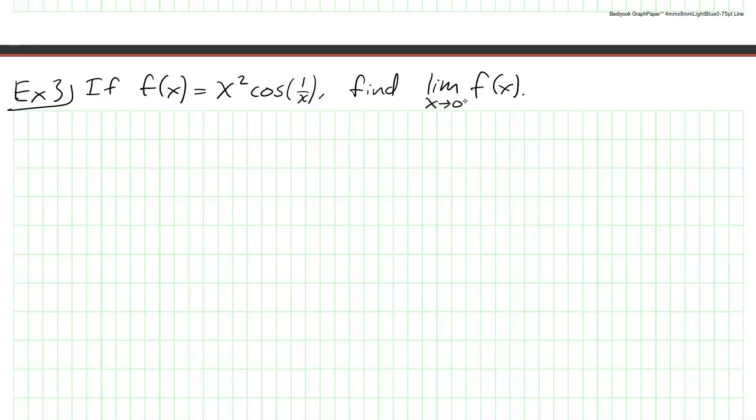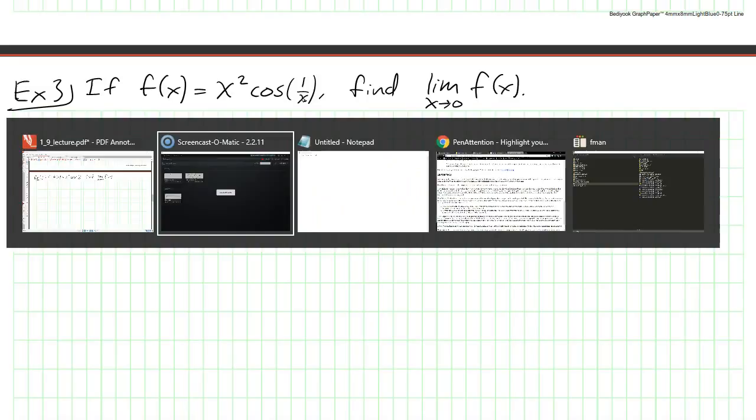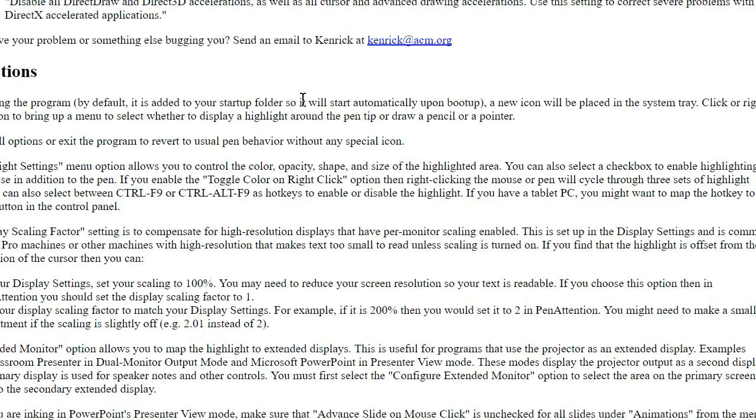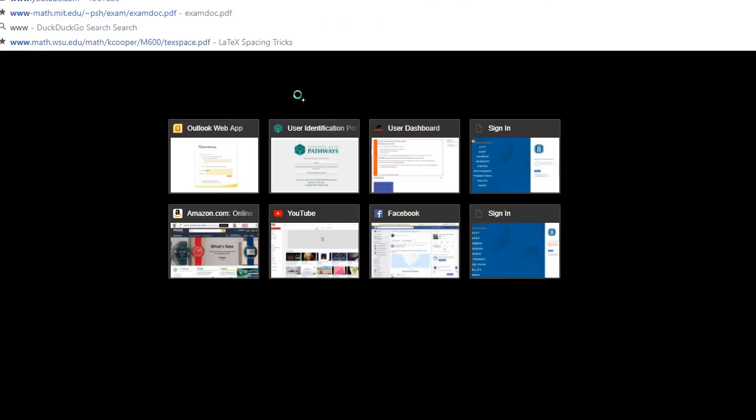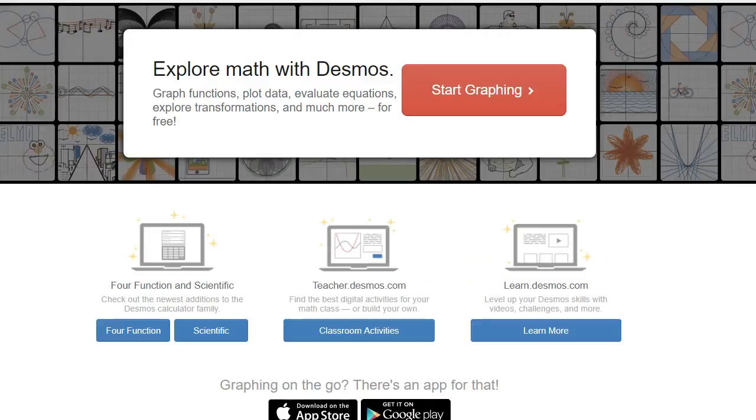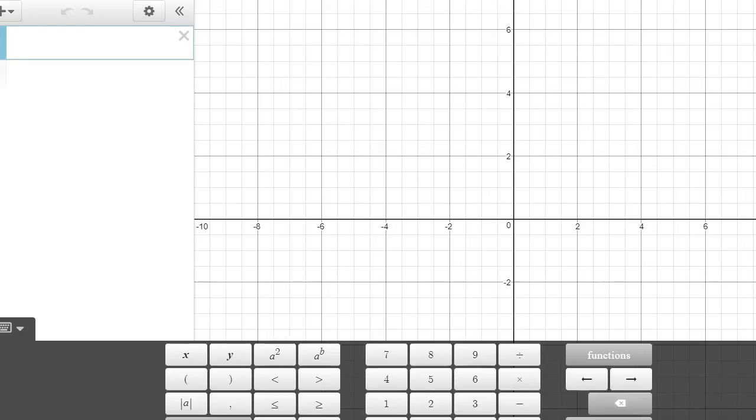So first, let's look at what just cosine of 1 over x does by itself. I'm going to go to desmos.com. I'm going to pause it while it's loading.